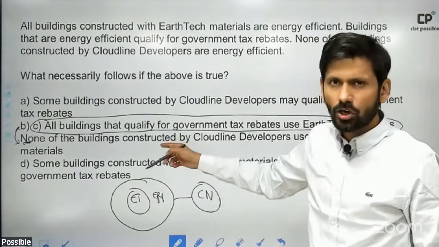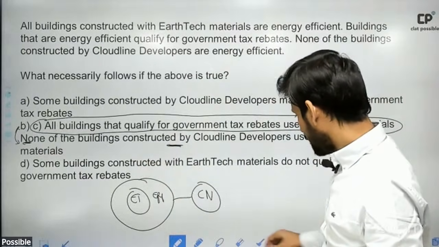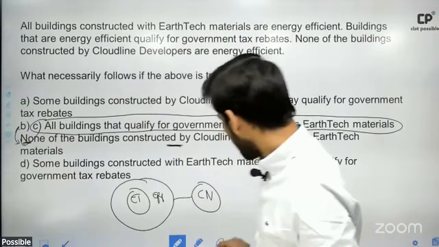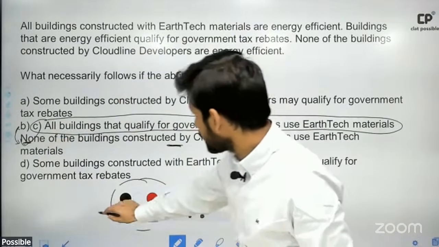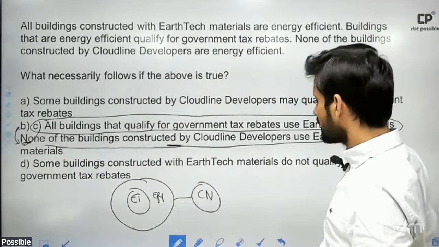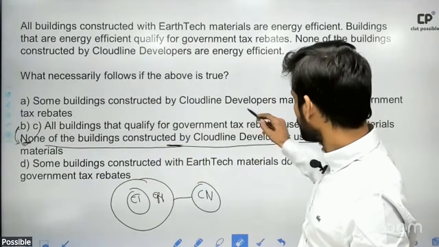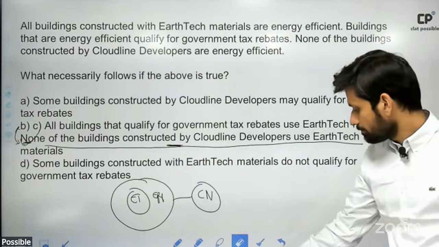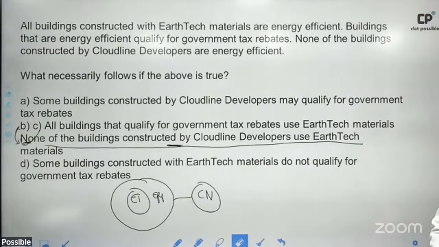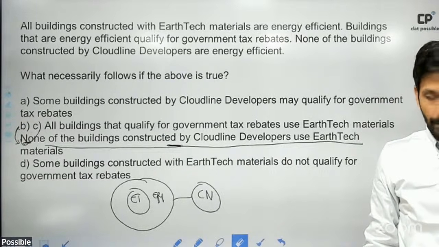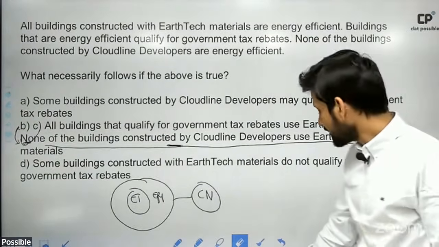This may look like C, but yes, I will just do this. The color hasn't changed. Sometimes the color doesn't change at all, I don't know why. So this statement about none of the buildings is correct. I'll remove this. This statement is correct, which is option B. Okay, let's see the next.